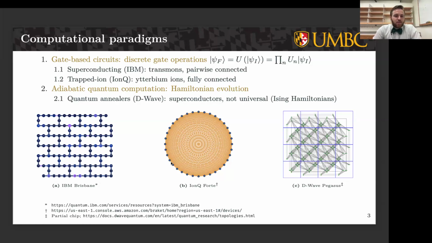So the champion of quantum annealing or adiabatic quantum computation right now is D-Wave. D-Wave builds quantum annealers out of superconducting systems. Quantum annealing is a subset of adiabatic quantum computation. So they use Ising Hamiltonians. So it's not general universal adiabatic quantum computation, but they can do anything you can do with an Ising Hamiltonian.